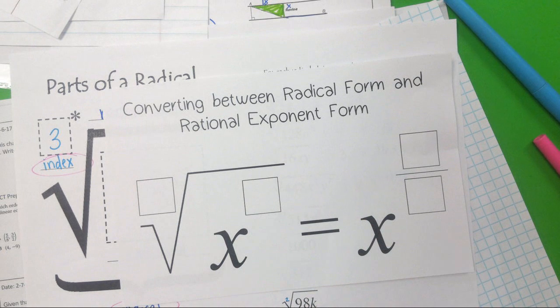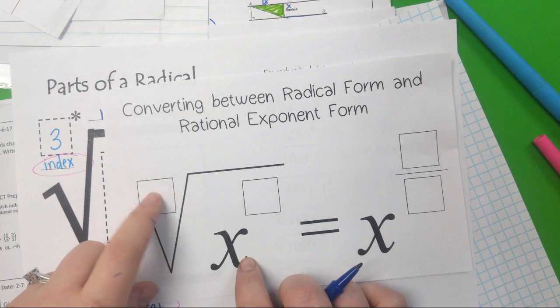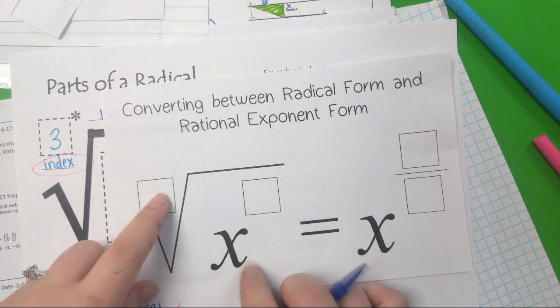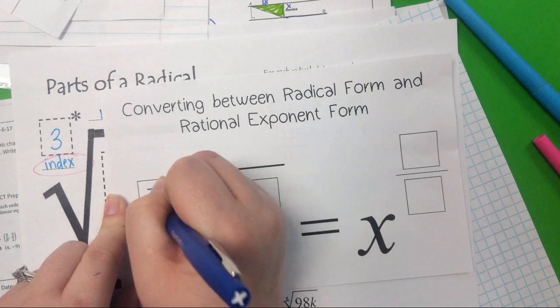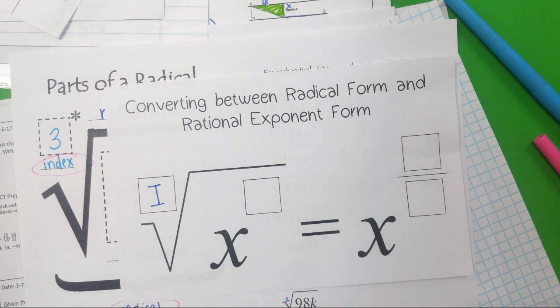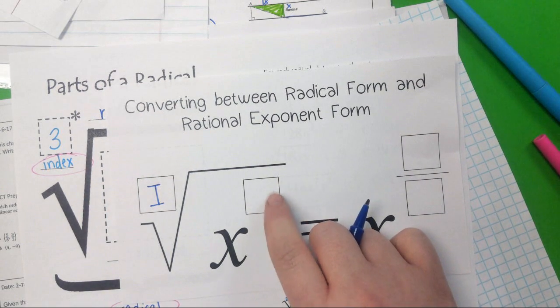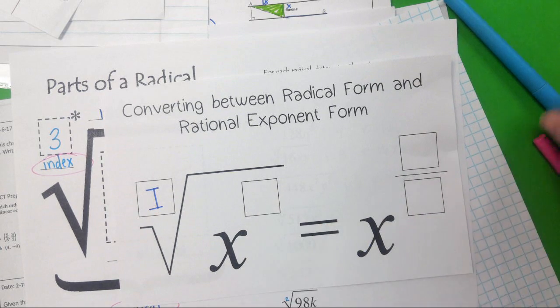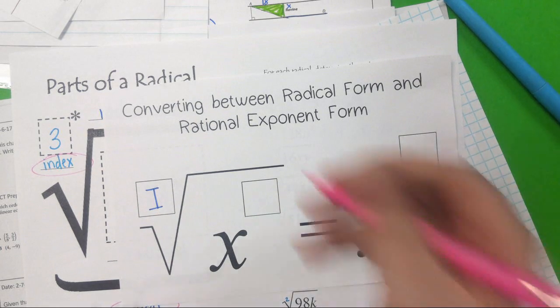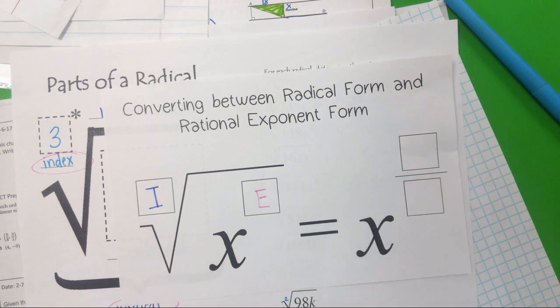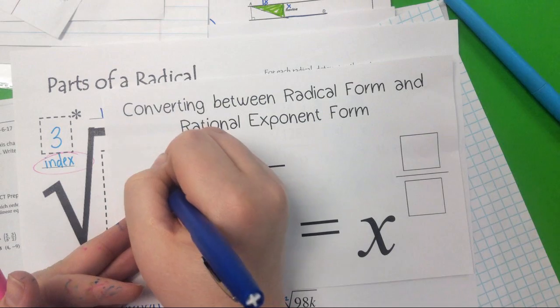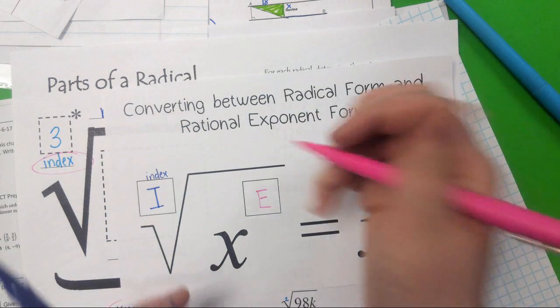So what we were doing with exponents is tied directly to the radical. If I put something here, what's that called again? Index. So I'm going to put an I there. And if something's raised to something, what do we call that? Power. Okay, but I want the other word. Exponent. So I did I for index and E for exponent, if someone needs to write that in.